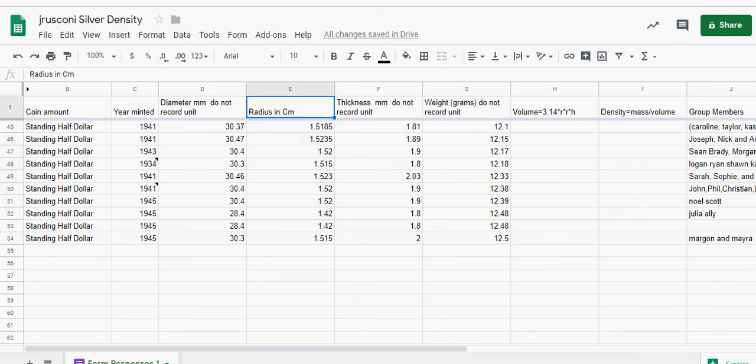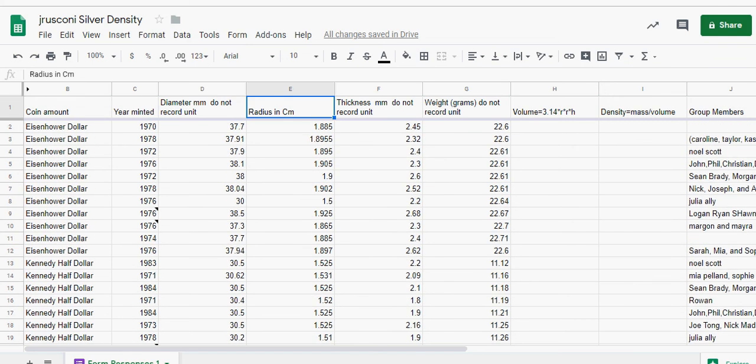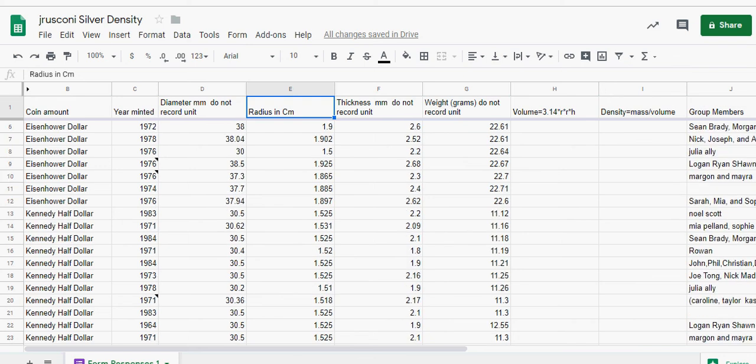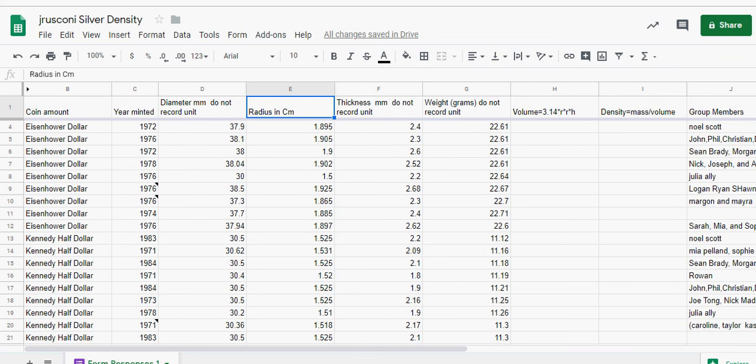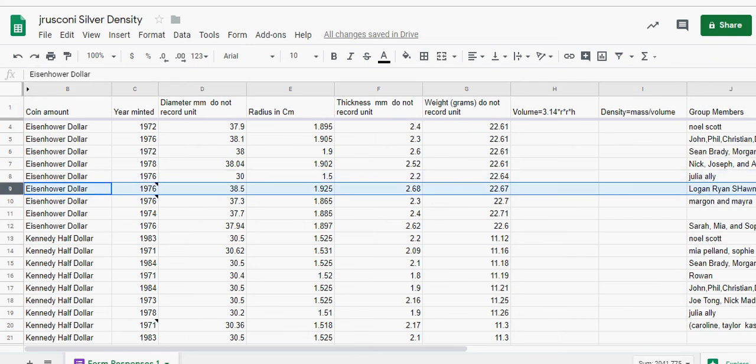All right, and so you notice the radius of the coins actually is fairly consistent. The radius of the silver dollars is about 1.8. You get a few oddballs here. Here's an oddball, that's clearly a mistake there. This one seems a little bit big, but they're about 1.8. Then the Kennedy half dollars are about 1.5. All right, so now we've got radius.